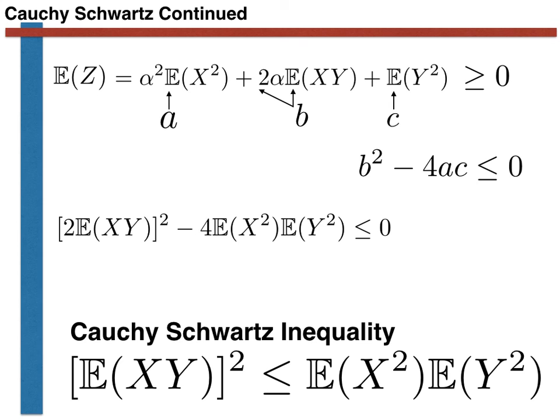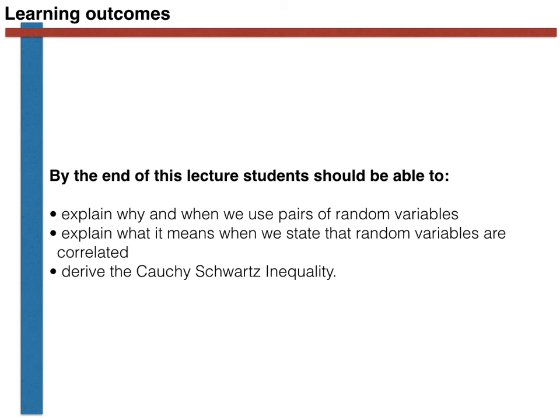This inequality tells us that the expectation of x times y all squared must be less than or equal to the expectation of x squared multiplied by the expectation of y squared. The equality here holds when x and y are perfectly correlated or perfectly anticorrelated. The inequality holds whenever x and y are not correlated perfectly. And that's it. Let's just briefly review the learning outcomes before finishing.